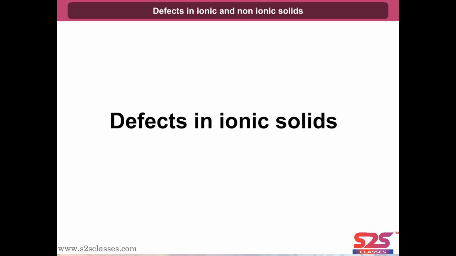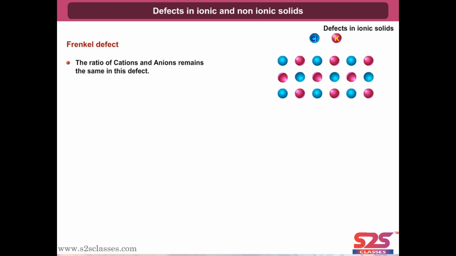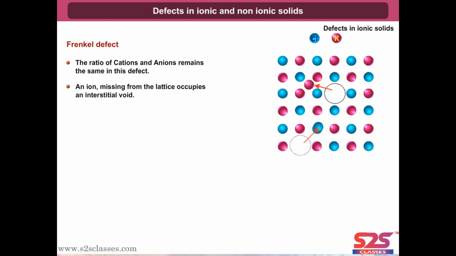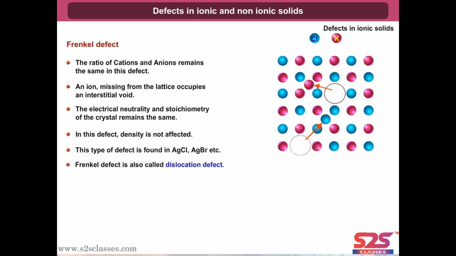Defects in ionic solids. Frenkel defect. The ratio of cations and anions remains the same in this defect. An ion missing from the lattice occupies an interstitial void. The electrical neutrality and stoichiometry of the crystal remains the same. In this defect, density is not affected. This type of defect is found in AgCl and AgBr, etc. Frenkel defect is also called dislocation defect.